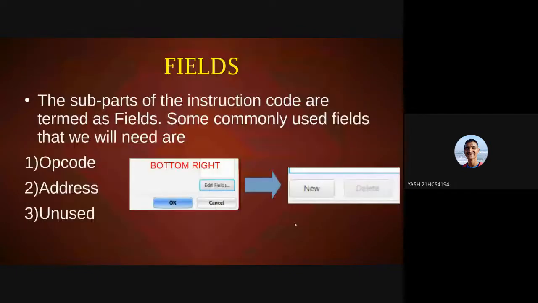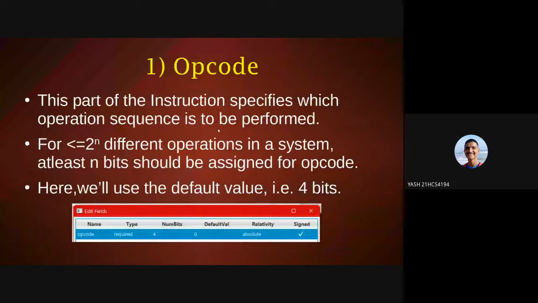So first of all, we define some fields that we will use. Here I have defined three fields: the OP code, address, and unused. Now for the OP code, since we have a small number of operations, we will be using a 4-bit OP code. That is, we can have up to 2 to the power 4 different instructions. 2 to the power 4 is 16, so our program can have 16 different operations. For that, we use the OP code. So we set the type to required, number of bits to 4, and default value 0. Nothing else needs to be changed.